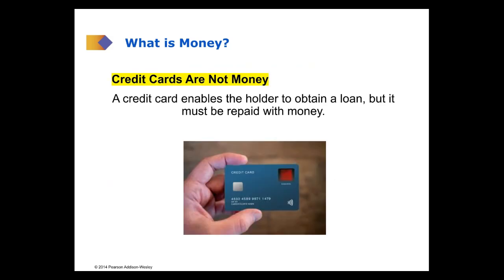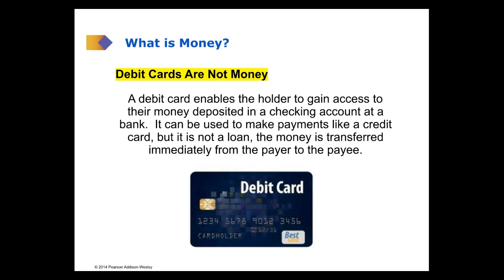Now, similarly, credit cards are not money. A credit card is a loan, and it gets repaid with money, but a credit card or credit balance is not money. It's a loan. And debit cards, similarly, are not money. Debit cards give you instant access to your money in accounts, but are not money.